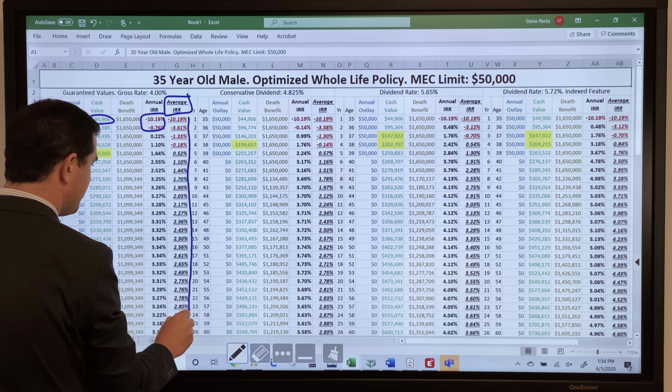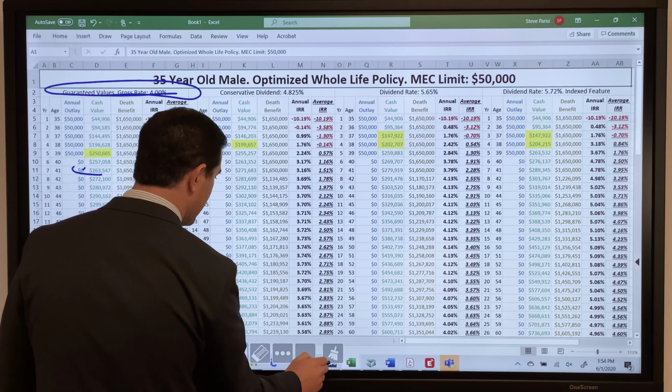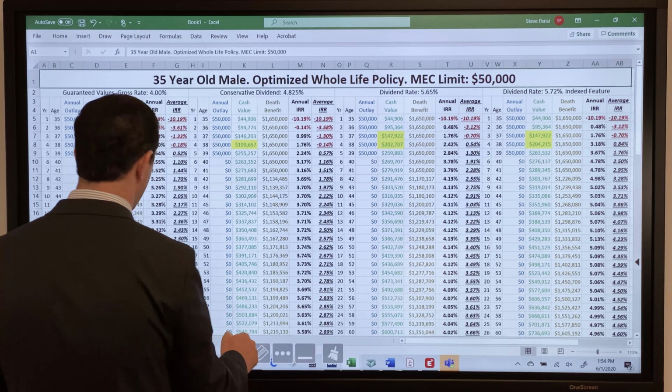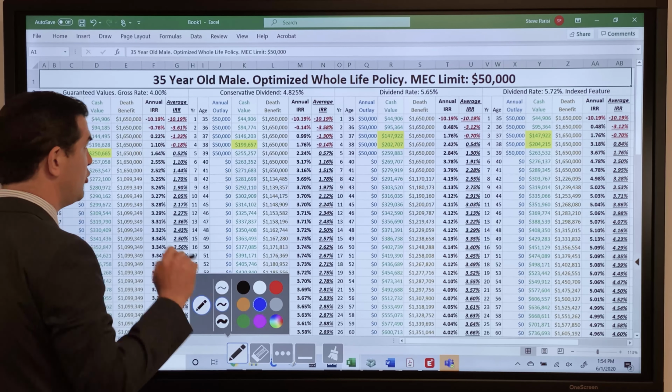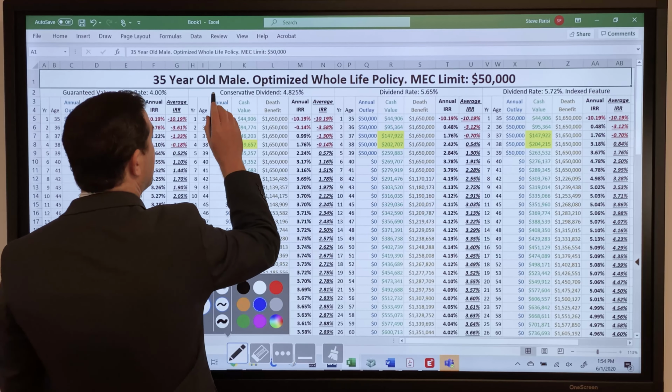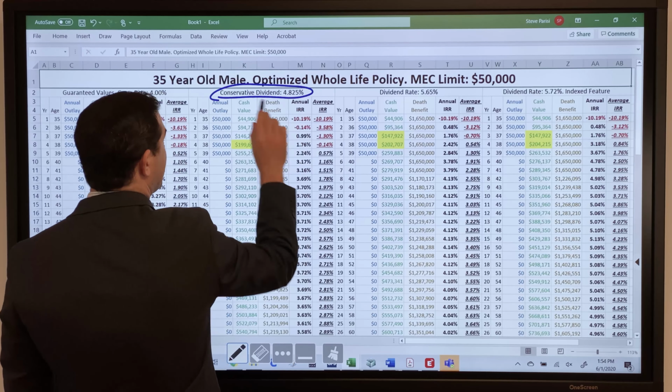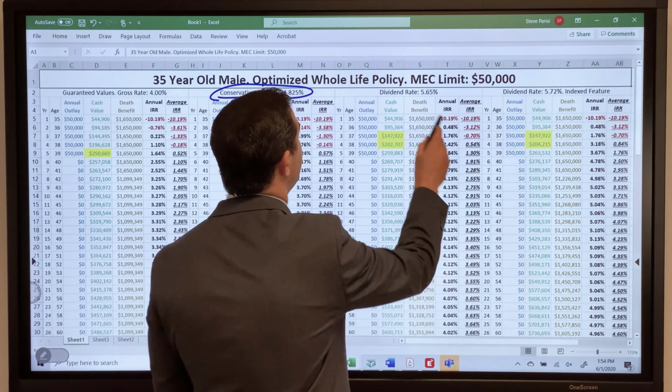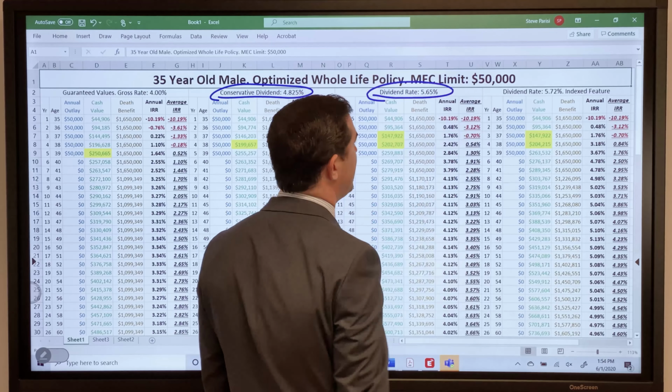So you might say, okay, 2.8% or even 3.3 over time, isn't that great? Two things on that. It is a tax-free yield. We're going to look at a comparison to taxable next. And also, we are assuming absolute worst case scenario with the guarantees, where we've always seen it do better than that. Then we have a conservative dividend rate, 4.825. Then we have a dividend of 5.65.